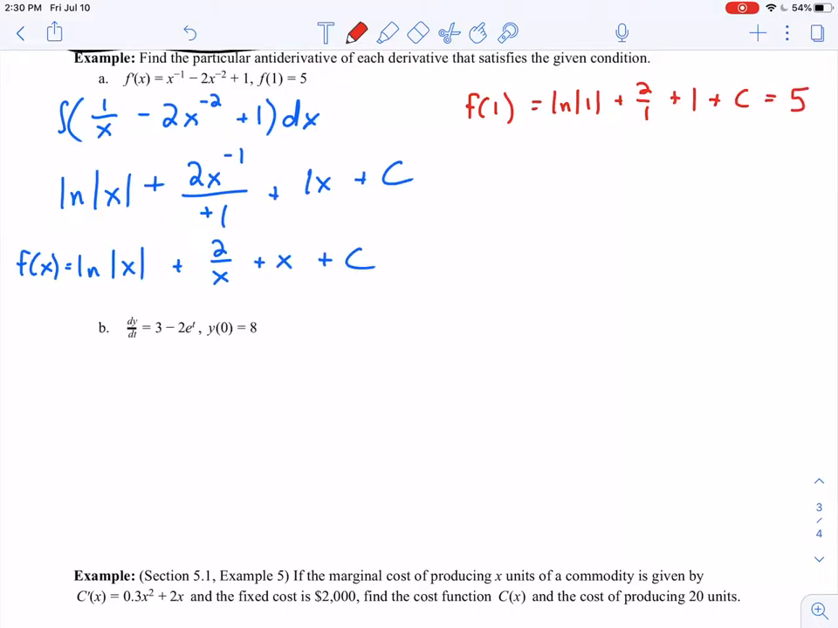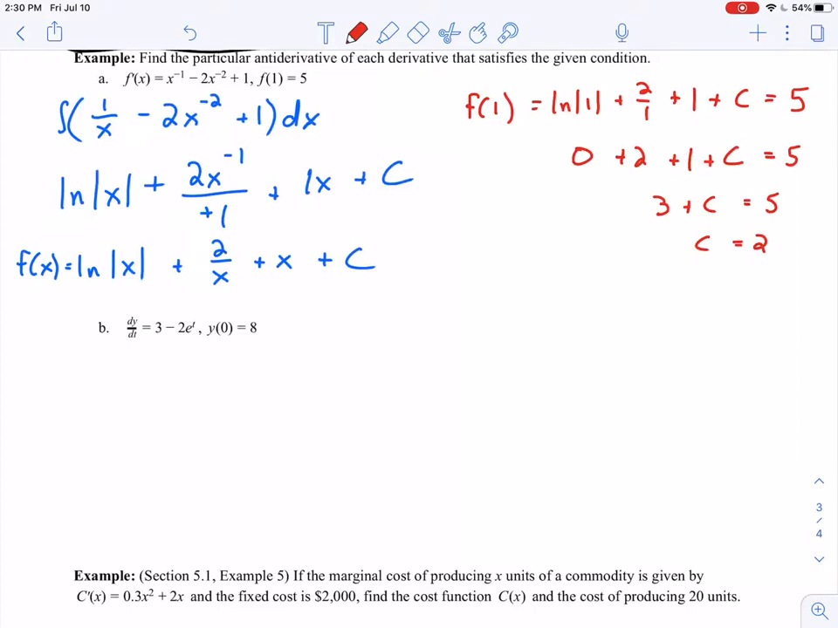So what I really have here, if I look at just this piece, is this equation that I can solve for c with. So natural log of 1, that's 0, plus 2, plus c is equal to 5. 2 plus c equals 5, which means that c is equal to 3.